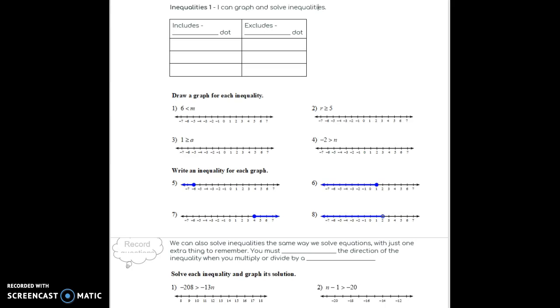All right, so when we're talking about inequalities, we're talking about things that include or exclude. If it's included, it is a closed dot. And if it's excluded, it is an open dot.